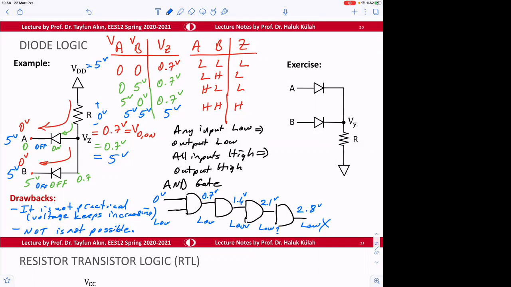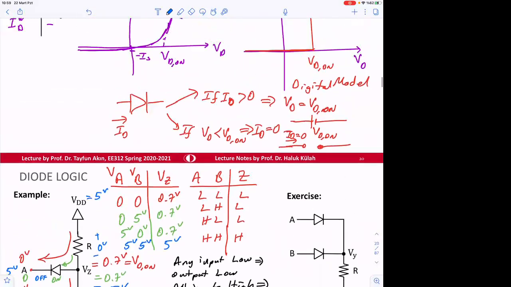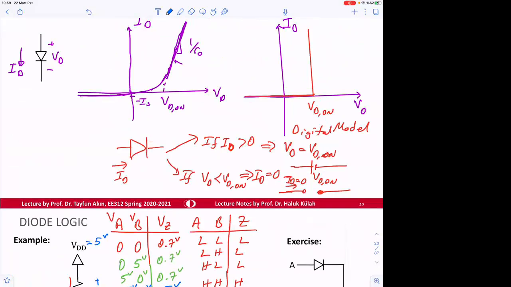Hocam, could you re-explain why the VD on voltage is 0.7 volts when the diodes are off, for example, in the first example? For the first example, the diode is not off, the diode is on. Yeah, I'm sorry, the diodes are on, but why is it 0.7 volts instead of 0 volts? Because this is 0.7 volts, right? So the model, in the model.